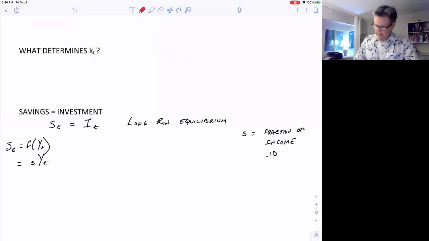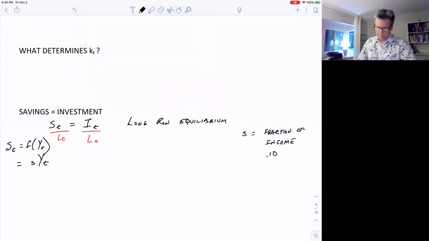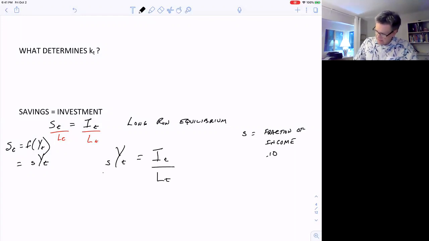Now, if we divide both of these sides here by L sub t, then we have little s times Y sub t, equals investment. And we'll divide both of these by L sub t.